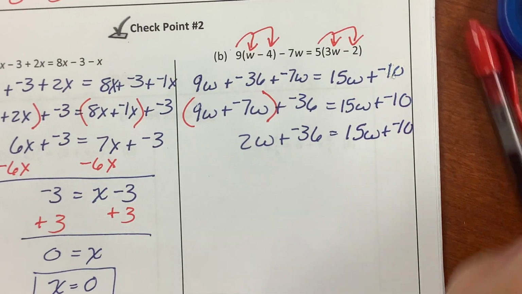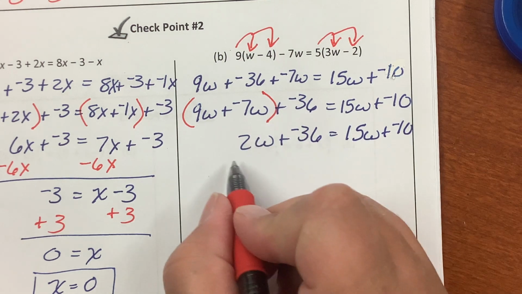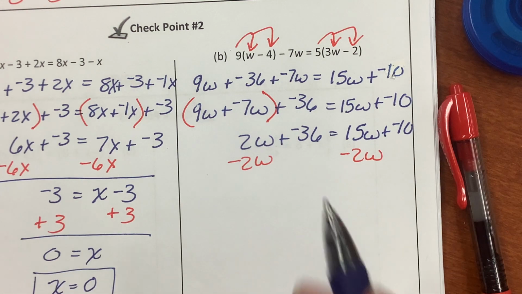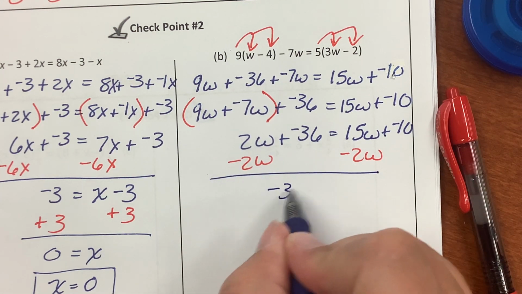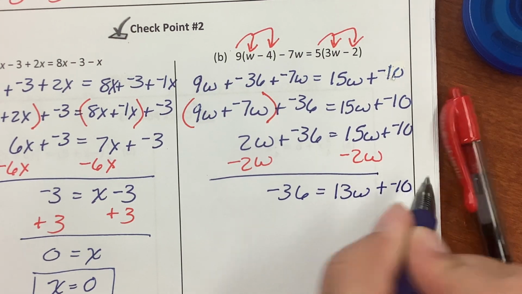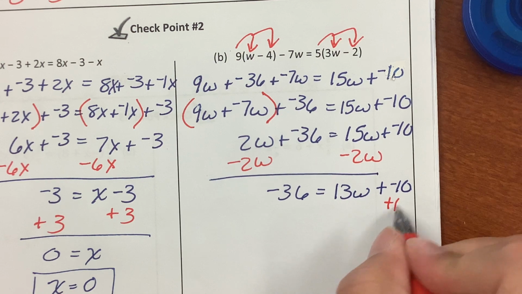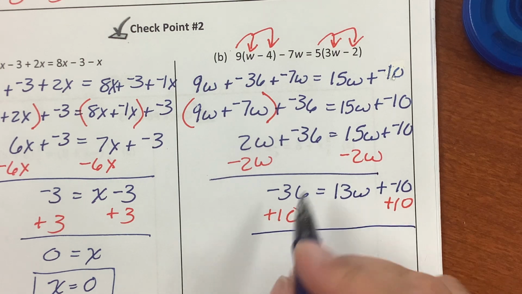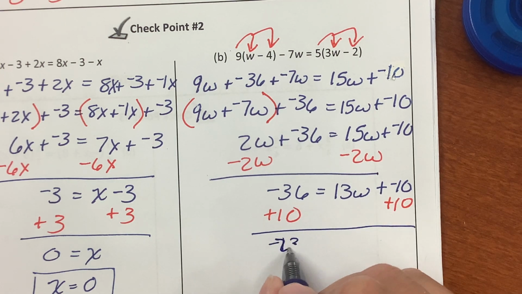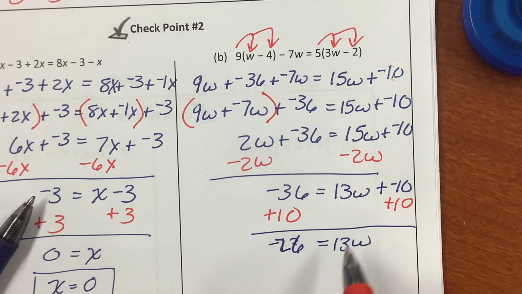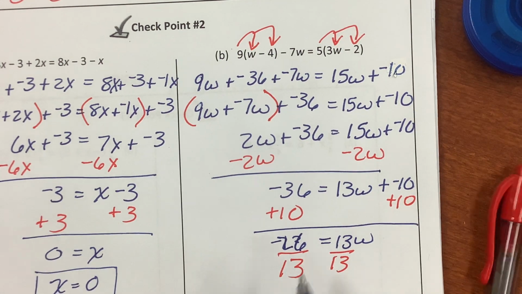I want to get all my W's together. 2W is smaller than 15W, so I'm going to subtract 2W from both sides. And negative 36 equals 13W plus negative 10. Add 10 to both sides. And negative 26 equals 13W. Negative 26 equals 13W. Divide both sides by 13. And W equals negative 2.